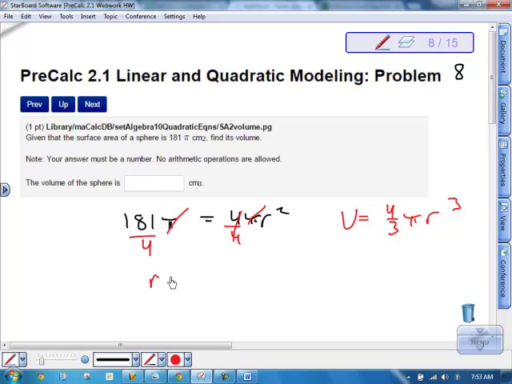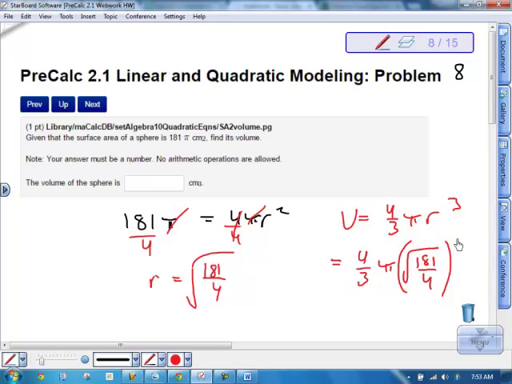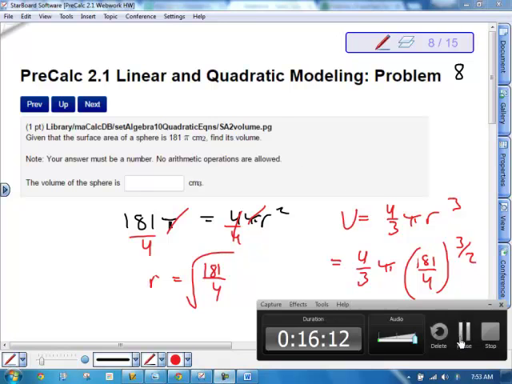Divide by 4, and you get r squared equals 181 over 4. Square root both sides, and that gives you r. And we're going to plug that in right here. So it's going to be 4/3 pi times the square root of 181 over 4, cubed. Now, I just put the 2 in the bottom probably because that square root is really a 1/2 power. So as long as you enter that in here or evaluate this in your calculator and put the right decimal there, keep in mind 3 decimal places probably at least should give you the right answer.